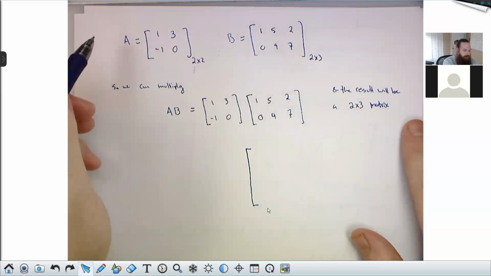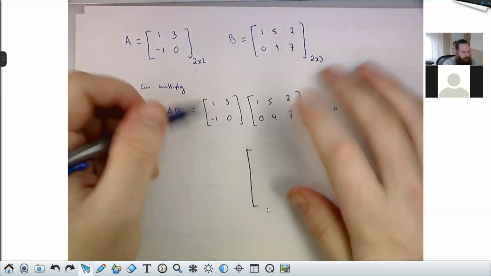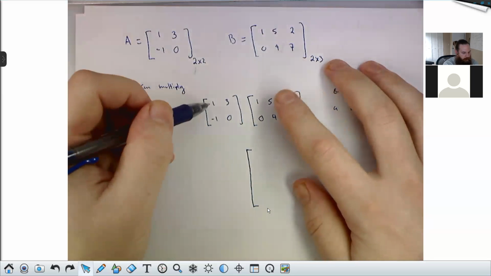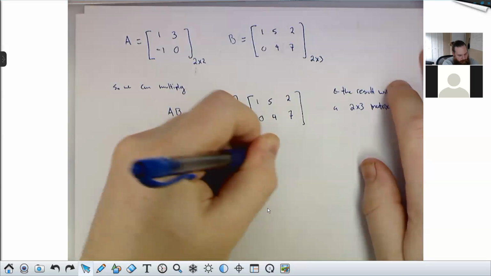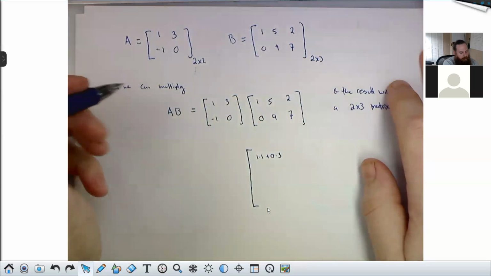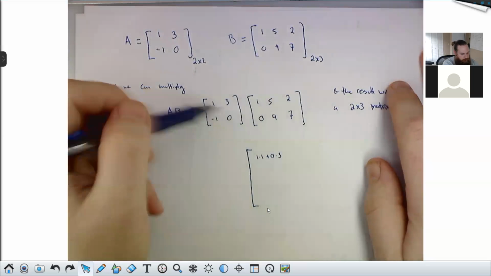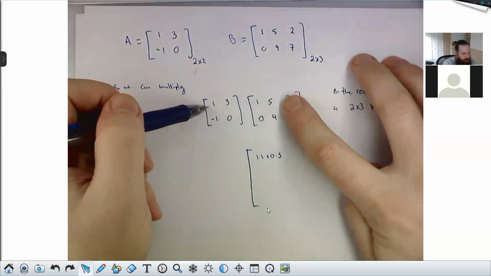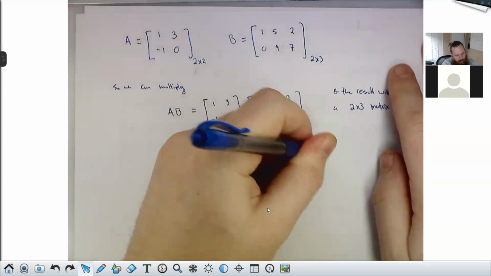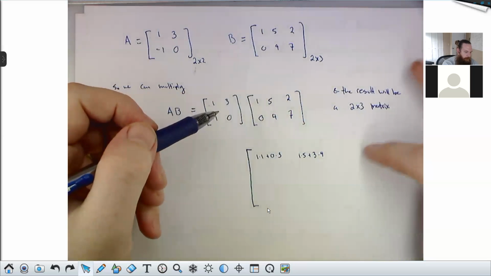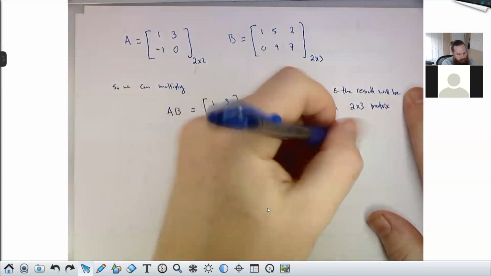And here's how I get it. I take the rows of the first and the columns of the second. So for the 1, 1 position, I take the first row and the first column. That's 1 times 1 plus 0 times 3. To figure out the 1, 2 position, I take the first row and the second column. So that's 1 times 5 plus 3 times 4. To get the 1, 3 position, I take row 1 and column 3. So that's 1 times 2 plus 3 times 7.